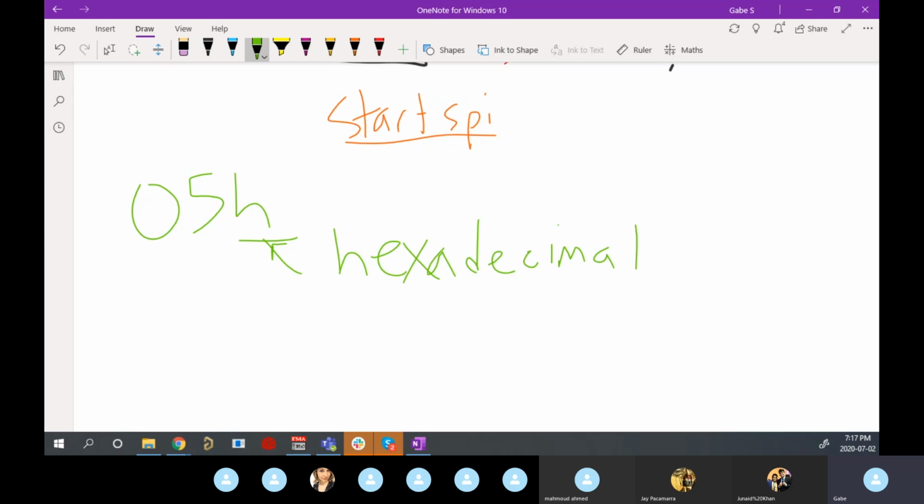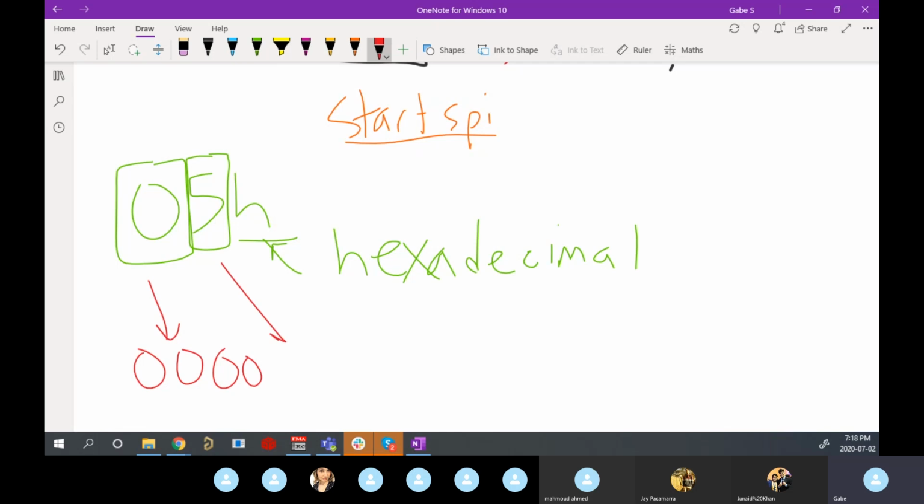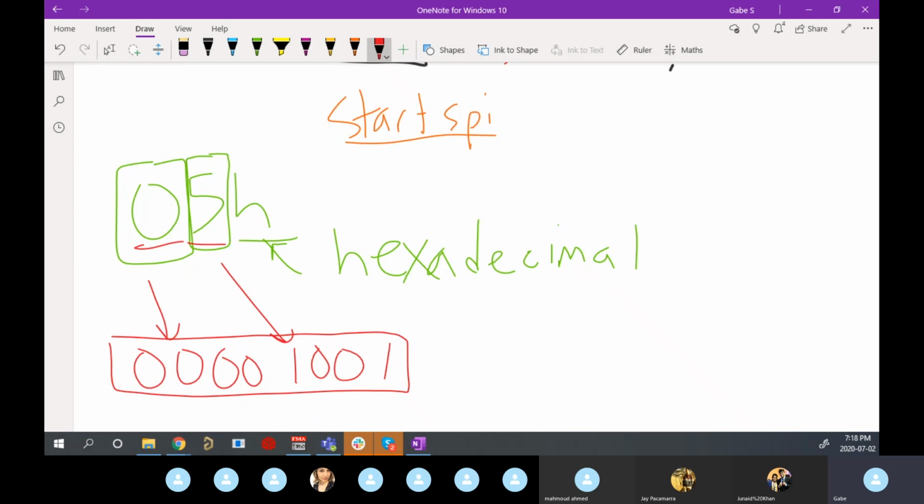In hexadecimal, each of these things is 4 bits. So this means 0, 0, 0, 0. And the 5 is 0, 1, 0, 1. So 2 placeholders in hexadecimal mean an 8-bit signal. So this is just some instruction that it's sending across for the slave to do something.